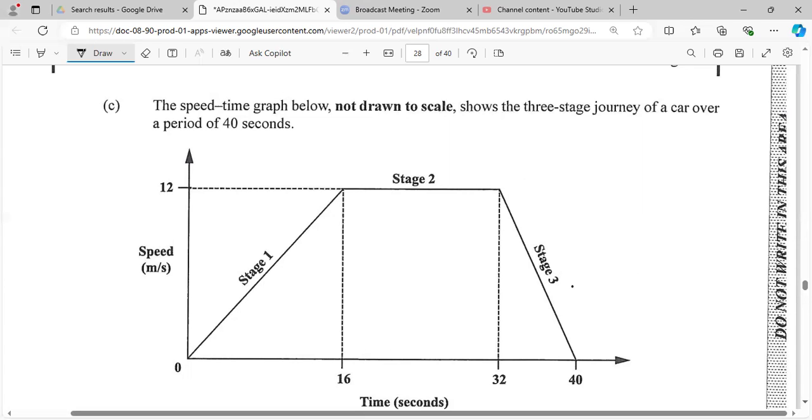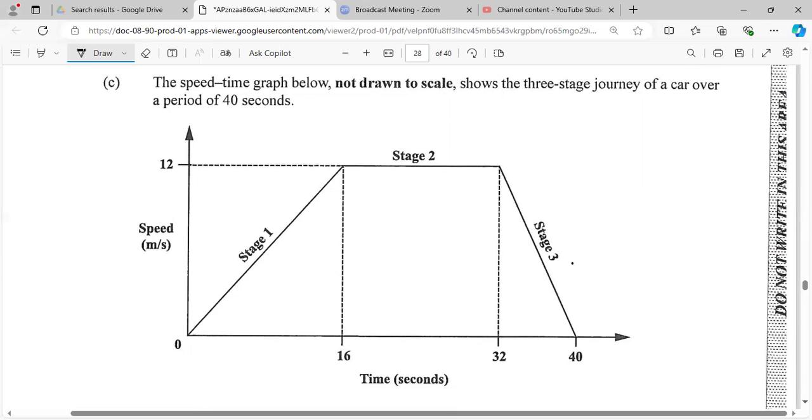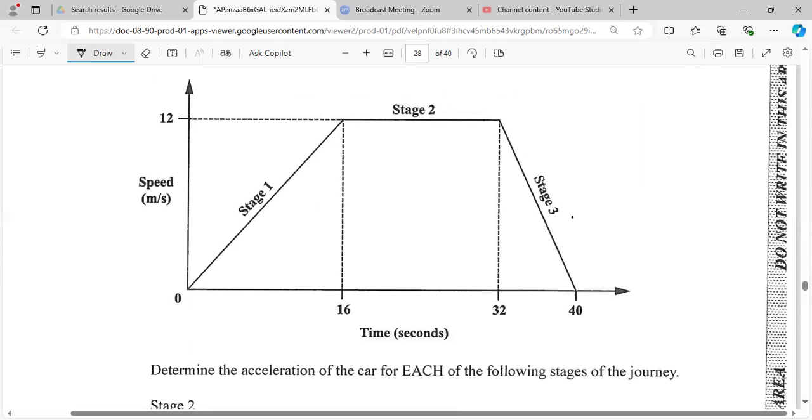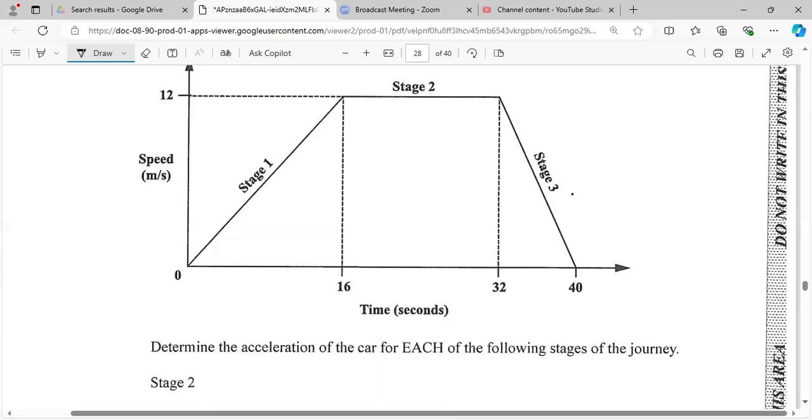Alright, they said the speed time graph below, not drawn to scale, shows 3 stages of a journey of a car over a period of 40 seconds. So they give it there, stage 1, stage 2, stage 3, they give the time, and they give us the speed. They said determine the acceleration of the car for each of the following stages of the journey.